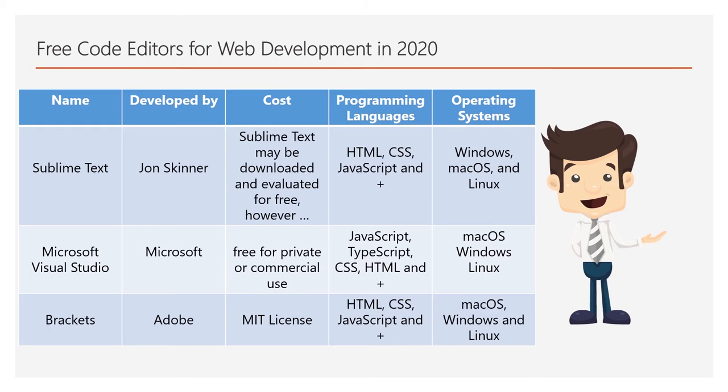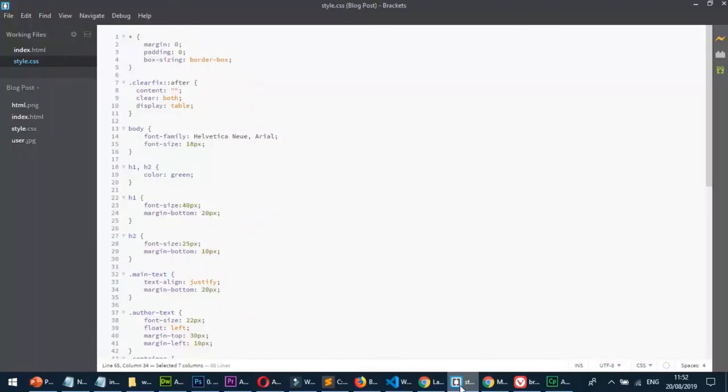Programming languages: HTML, CSS, JavaScript, and more. Operating systems: it's going to run on all of them, macOS, Windows, and Linux. Right, let's have a look at the features they have. So this is Brackets. It's going to open up. I was in a project here. I showed you some around Dreamweaver, and I am still using it.